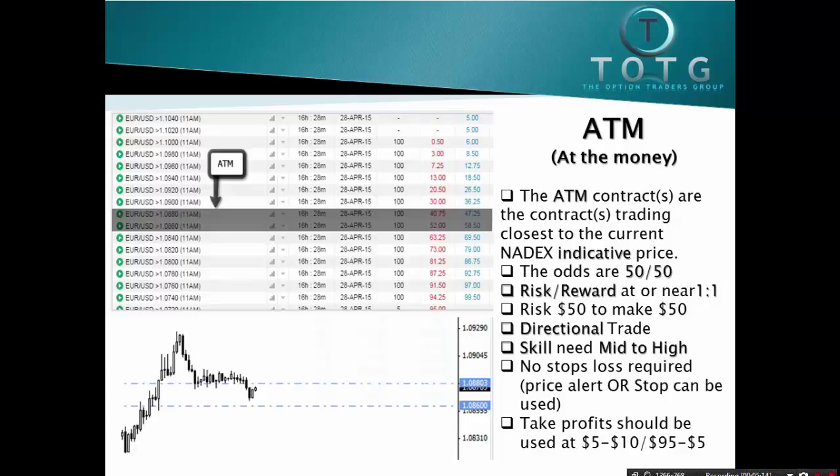Now your risk reward on these, okay, you're looking to get as close to 1-to-1 as possible. So if you sell it for 50, you can make 50. If you buy for 50, you can make 50. You're not going to get the perfect 1-to-1 on these because we're going to be setting take profits.